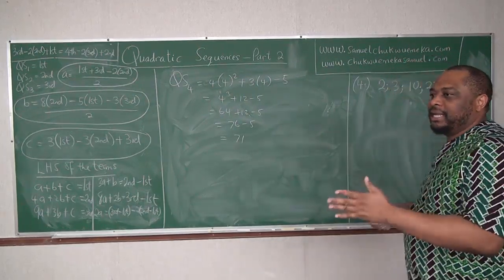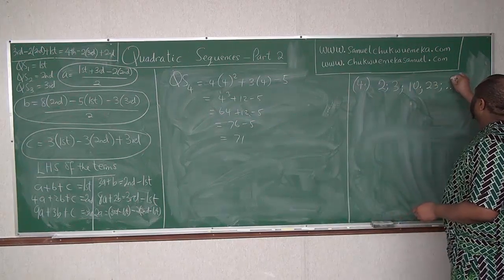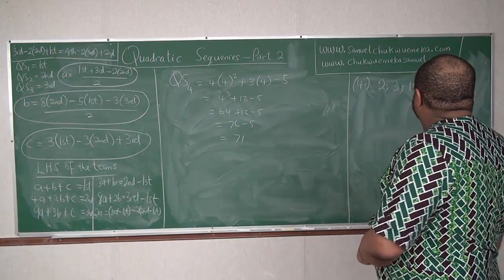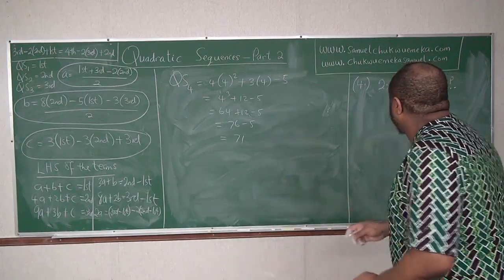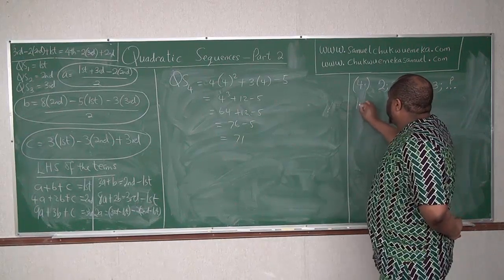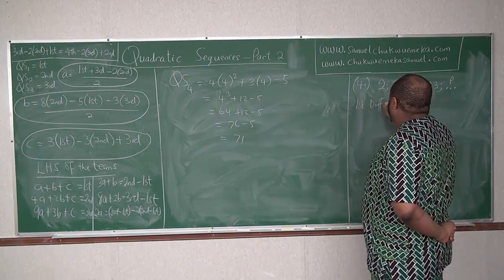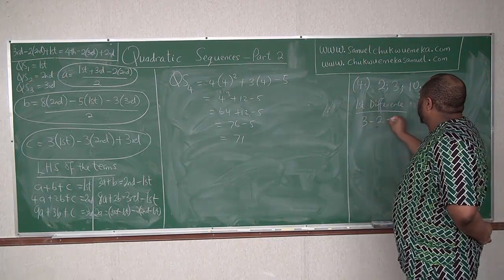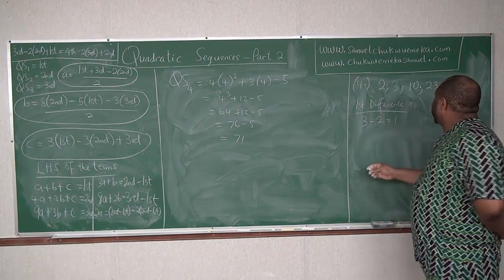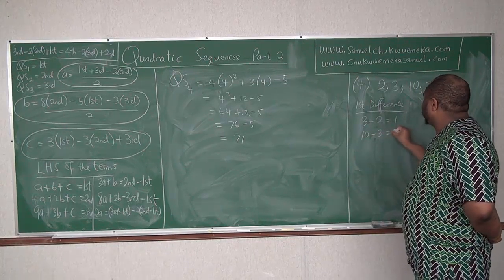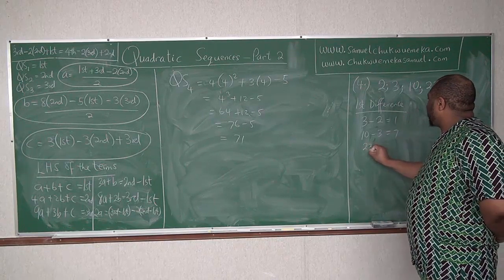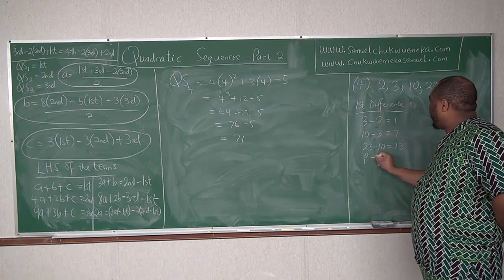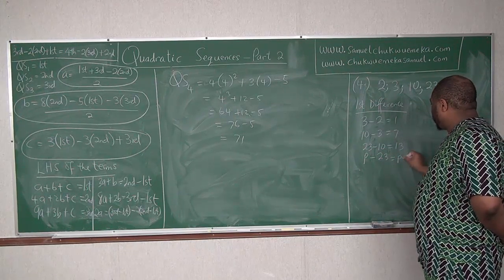Write down the next term of the sequence. So let the next term be, let's call it P. We can call it P or C or anything you want to call it. Okay. First difference. We have 3 minus 2 is 1. 10 minus 3 is 7. 23 minus 10 is 13. P minus 23 is P minus 23.